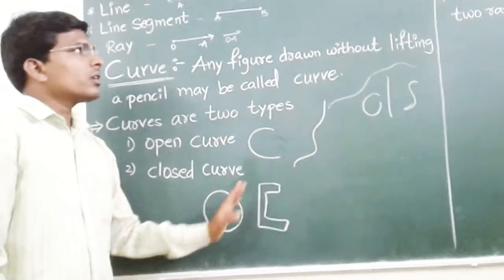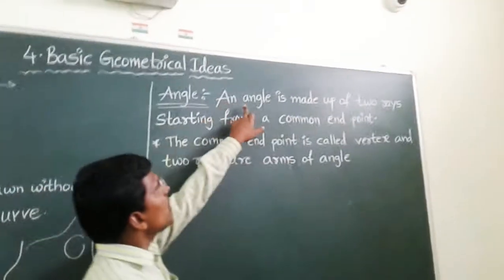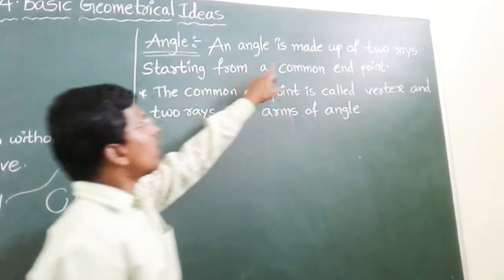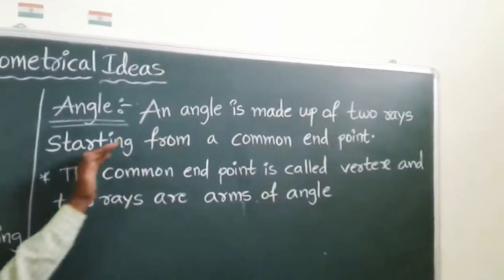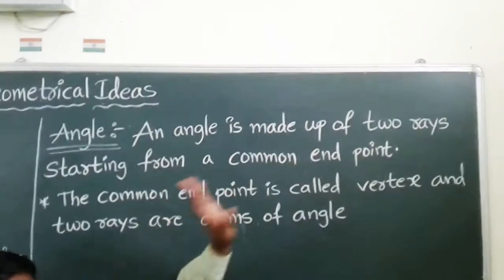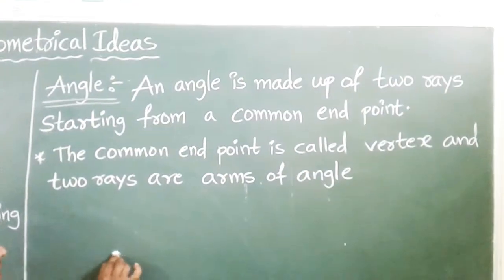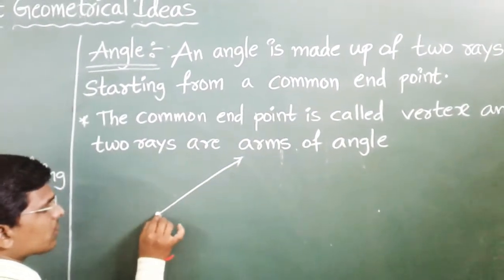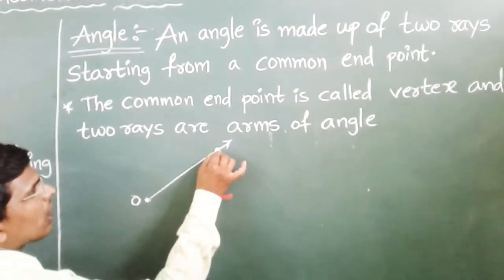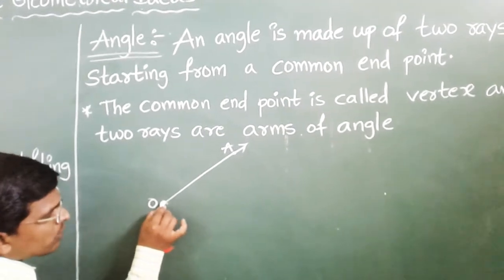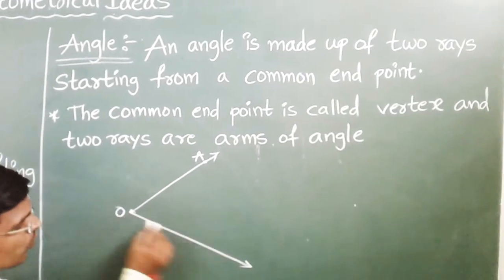Next, angle. An angle is made up of two rays starting from a common end point. So what is meant by angle? An angle is made up of two rays starting from a common end point. Suppose this is a common point. The ray starting from here, this is the starting point O, the origin, and the point A, is ray OA. And one more ray is also starting from the same point, that is ray OB.